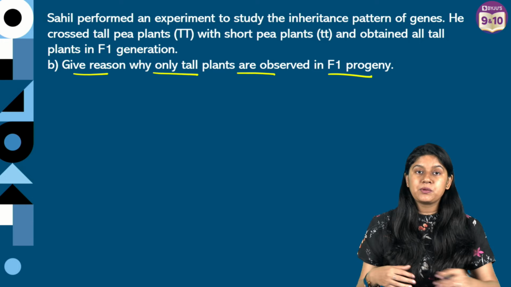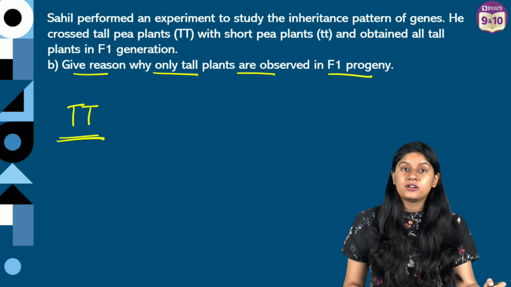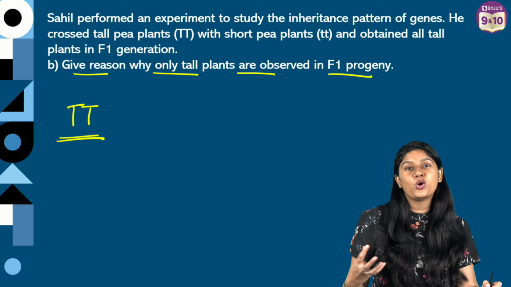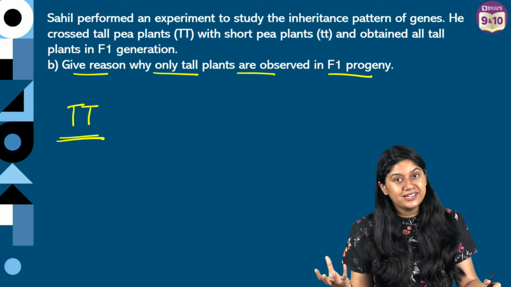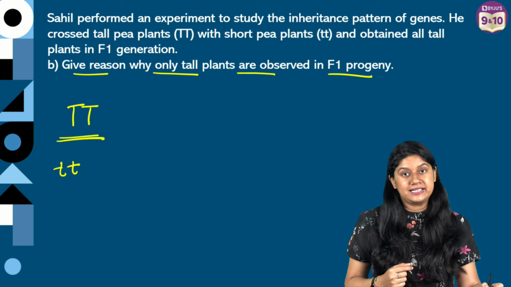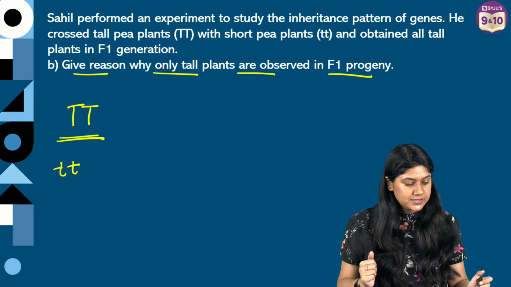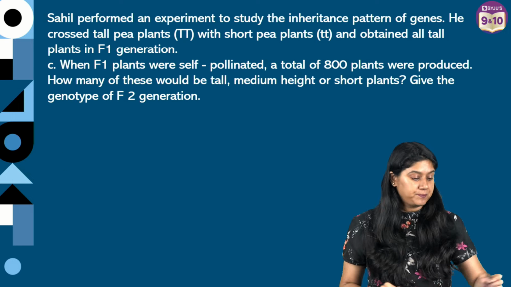We can state that because of capital T and capital T, this particular gene, the trait, is more dominating. It's basically dominating in nature, and it will not allow the recessive trait to express itself in the F1 generation, right? So we have the answer for this. Moving to the C part.